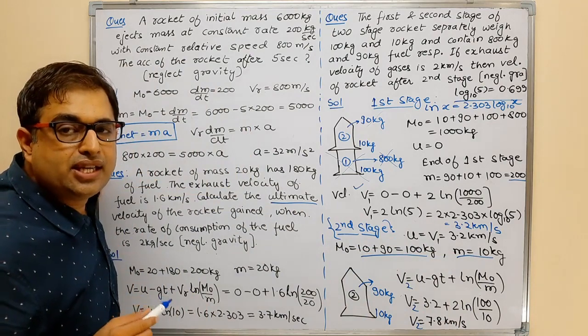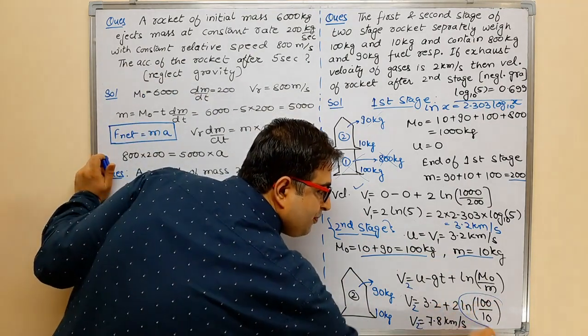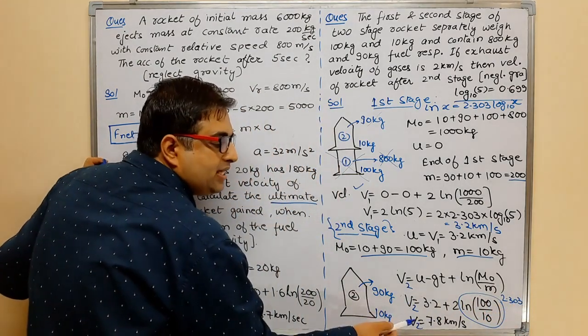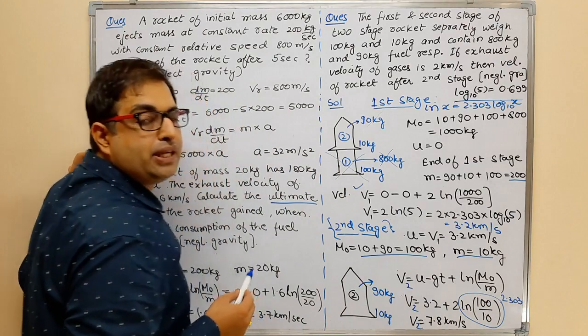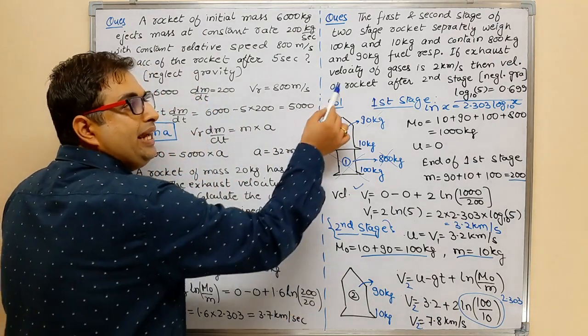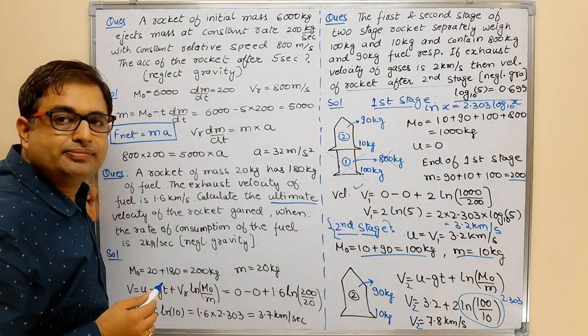And ln 10 is 2.303. So when you replace this value with 2.303, you will get 7.8 kilometer per second as the final velocity of the rocket at the end of stage 2. Understood?